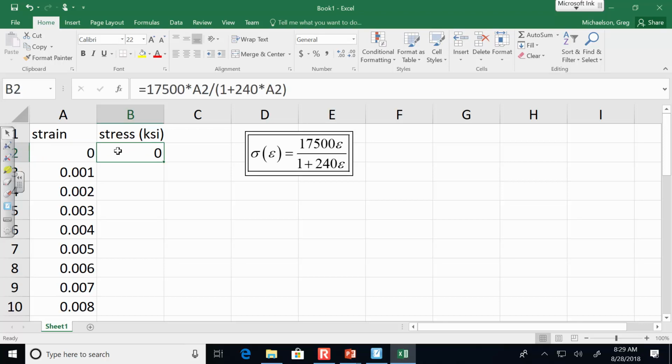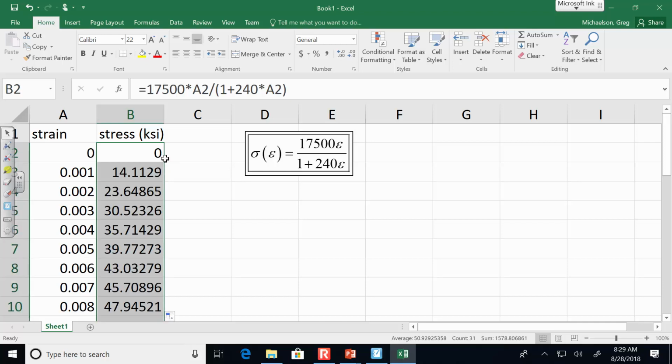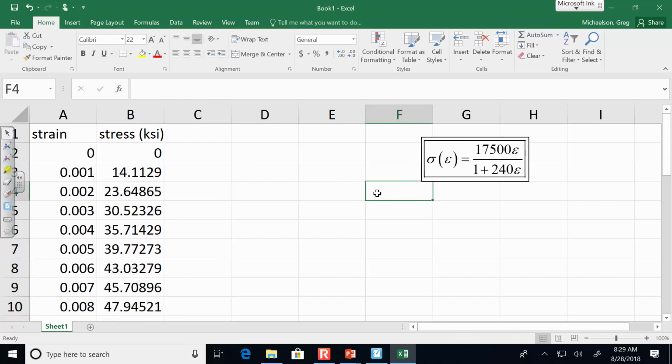Now, when you do that, there are two ways that we can fill the remainder. We could copy that cell and just paste it all the way down, or we go to that little square right there and we double click. And bam. Sound good?